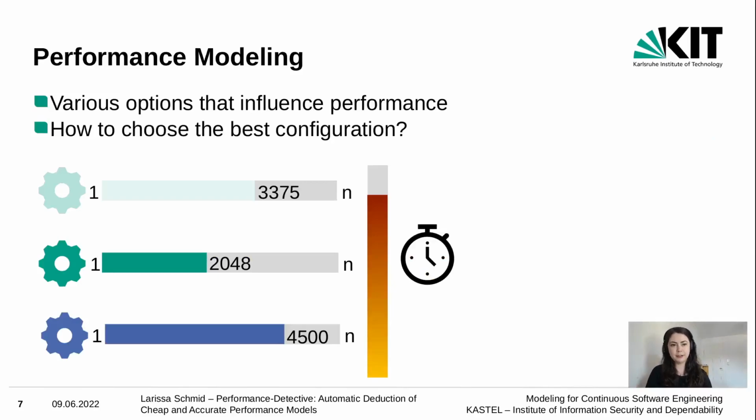To illustrate this, we have here, for example, various options that influence the performance, where you can set a value of 1 to n for each of them, and then they result in some performance value. And usually it's the runtime that is of interest here. And of course, now the question arises, how can we choose the best configuration with the lowest runtime?